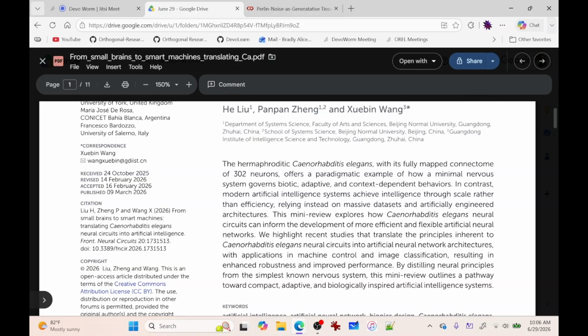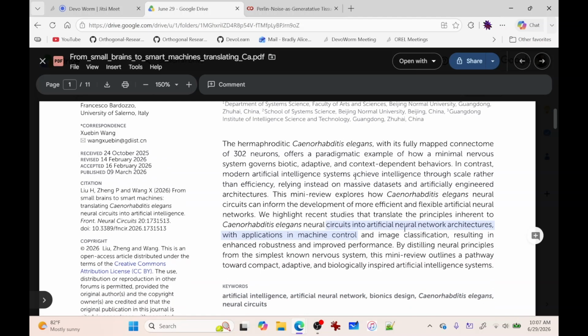Okay, so this mini review explores how C. elegans neural circuits can inform the development of more efficient and flexible artificial neural networks. We highlight recent studies that translate the principles inherent to C. elegans neural circuits into artificial neural network architectures, with applications in machine control and image classification, resulting in enhanced robustness and improved performance. By distilling neural principles from the simplest known nervous system, this mini review outlines a pathway towards compact, adaptive, and biologically inspired artificial intelligence systems.